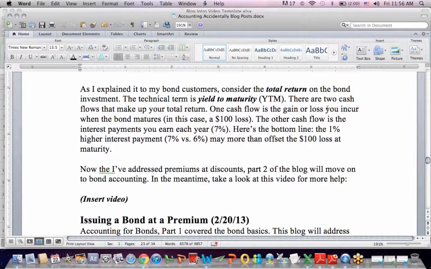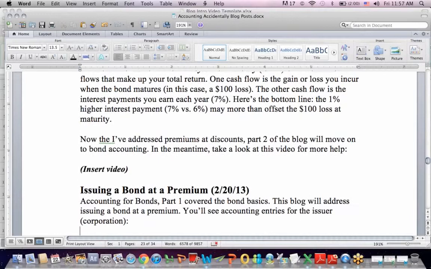So bottom line is, you may find, and there's easy ways to calculate this, that the 1% higher interest payment over 10 years more than offsets the $100 loss at maturity. That's a subject for other videos that I have out there to calculate what's called the effective interest rate method.